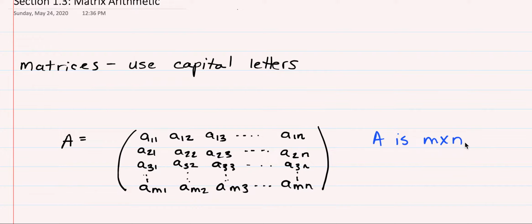And we're going to write the order of the matrix like this. We say M by N. And sometimes you can just write it like this, with the capital A and in subscript you have M by N.